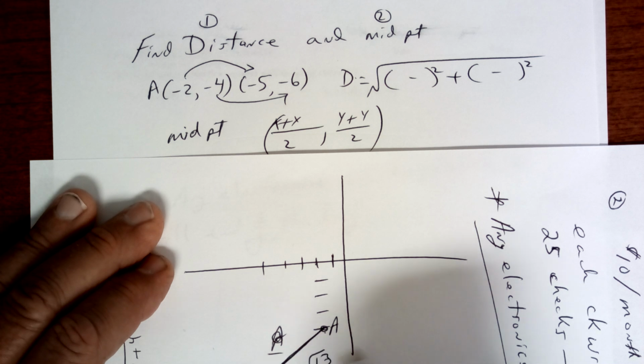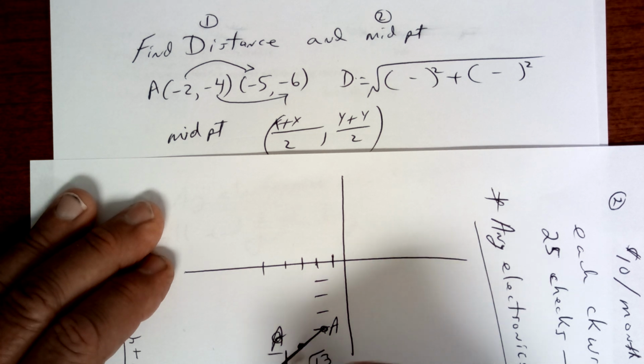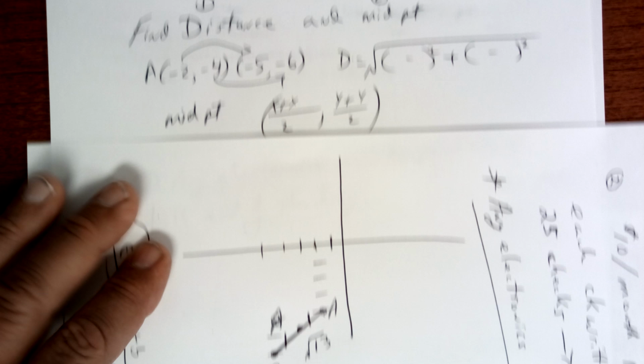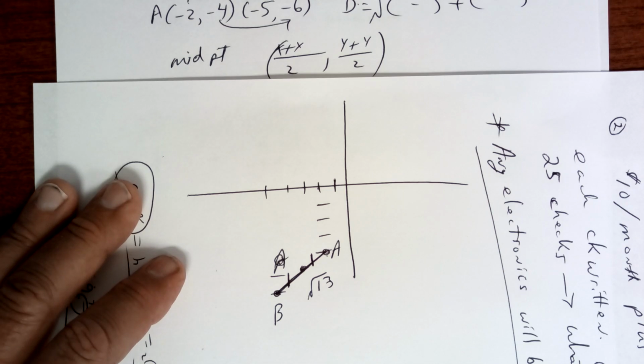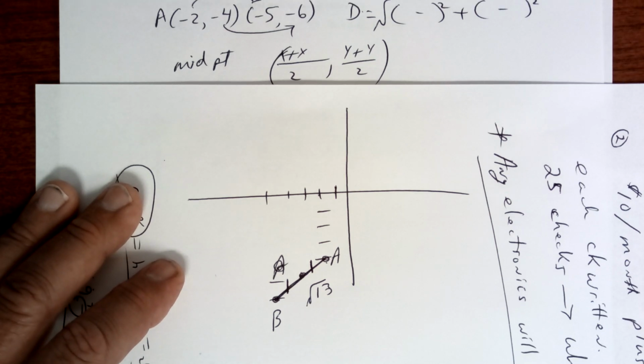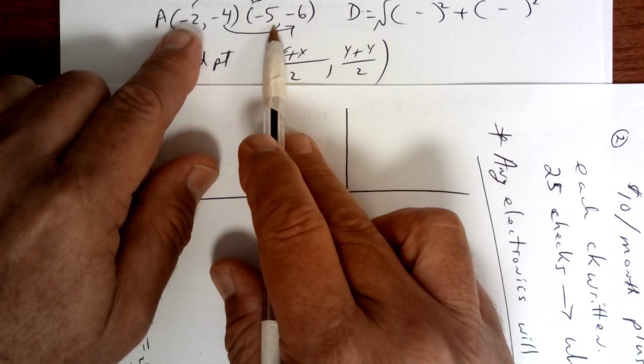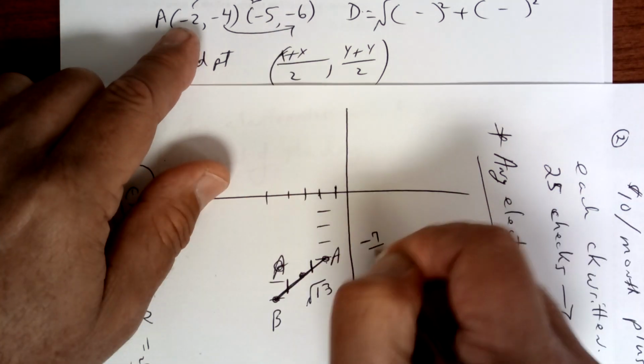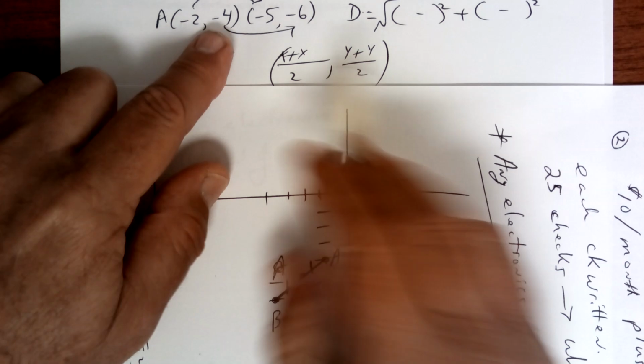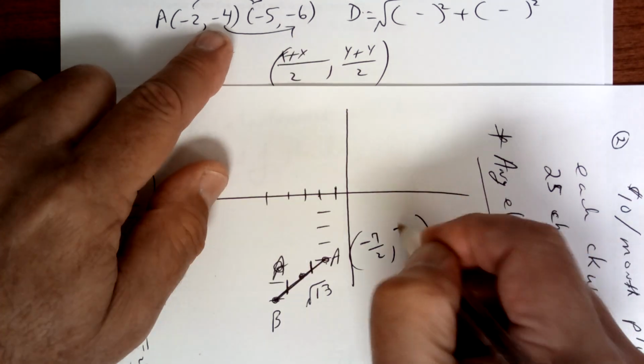To find the midpoint, that would be where this half is equal to that half. Okay? And that's what we're doing right here. So what you're going to do is add up your x's. So that's going to give you a -7 divided by 2. And then you add up your y's. That gives you a -10 divided by 2.